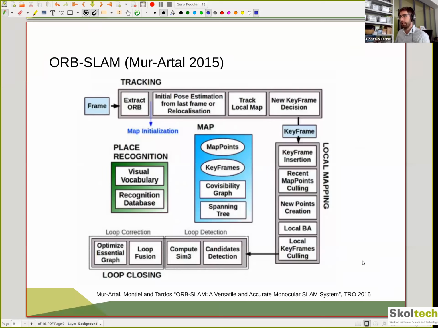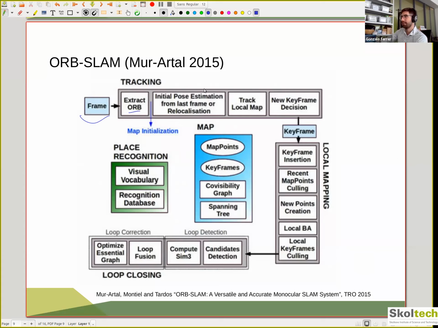Let's take a look at what they do, right? Just very briefly. So they get a frame here. They extract features, in this case ORB features. Map initialization, it's always a problem. But let's not discuss this today. If you want, just read the paper.